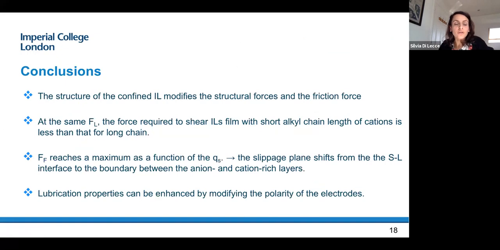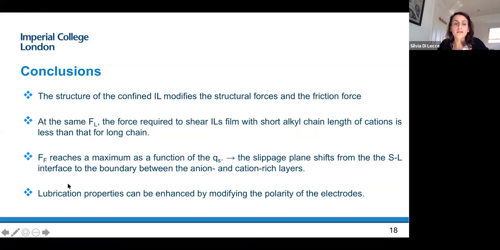So to conclude, we saw that the structure of the confined ionic liquid can change the structural forces and the friction force. And we saw in particular what's the influence of changing the chain length of the cation. We saw that in that case, for the same load, the short cations are basically better lubricants because they are less compressible and the friction force is lower. We saw also that the friction force changes with the charge density, but also with the pressure.